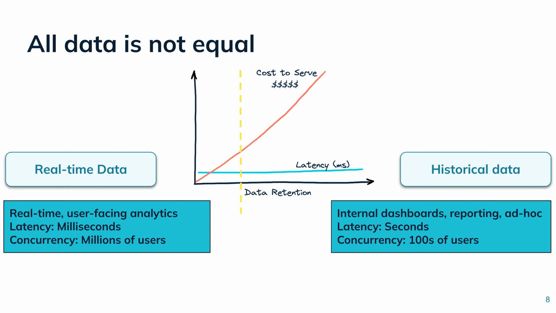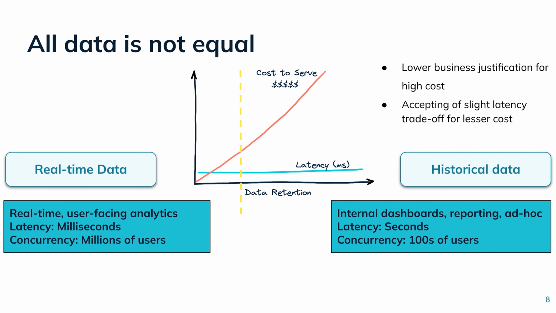Whereas the historical data is used for dashboards, reports, the queries per second are lower and the latency is also more relaxed. So for this historical data, there won't be enough business justification for the steep cost, and you often won't even care about the ultra low latency query performance, and you'll be more accepting of a slight latency trade-off for reducing the cost. So now how do we reduce the cost?